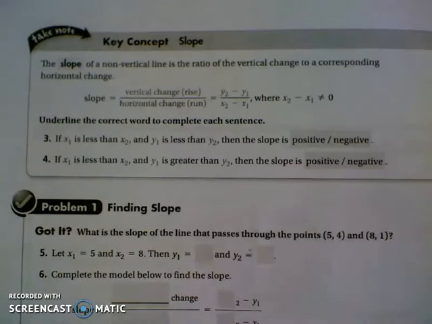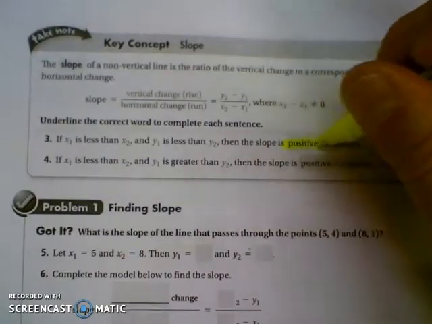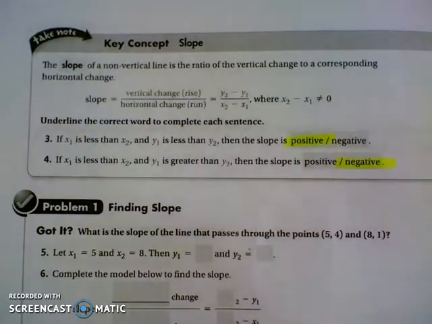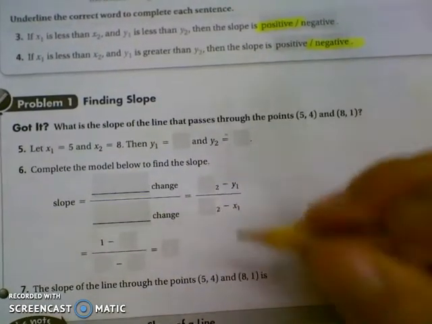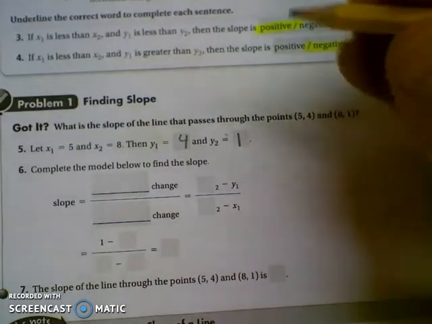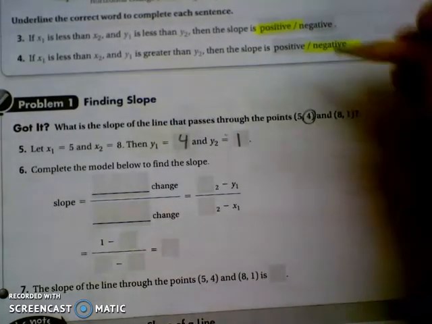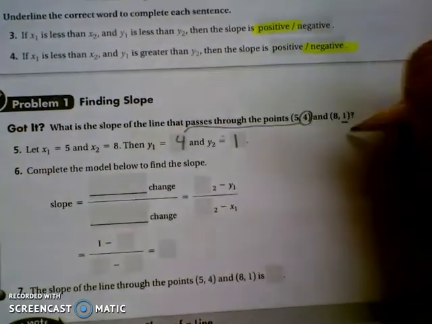3 and 4. Their answers are going to be positive and negative. And over here, we have the numbers. Y1 is 4 and Y2 is 1. We get those numbers from right here. Y1 is the first Y coordinate, and the second Y coordinate is right here.